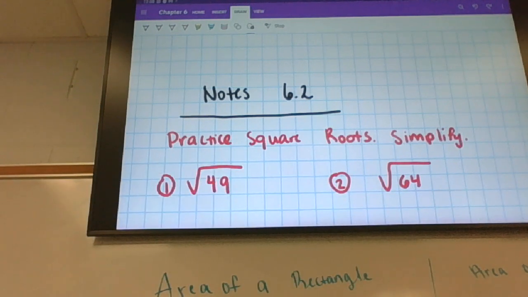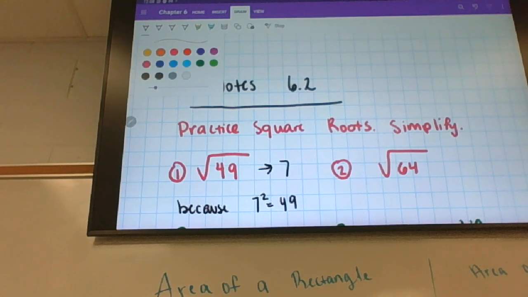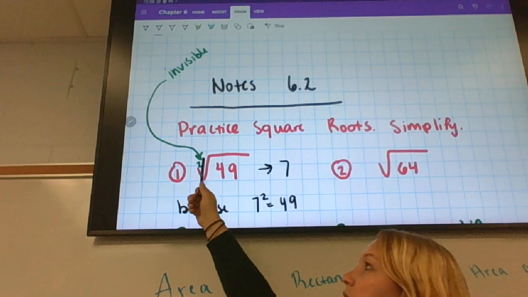Okay? Are you guys all ready? Alright, I know that the square root of 49 is 7, and that is because 7 squared is 49. One thing you probably have never been told before is that all along there has been an invisible 2 right here. When you square root, the little 2 is invisible.